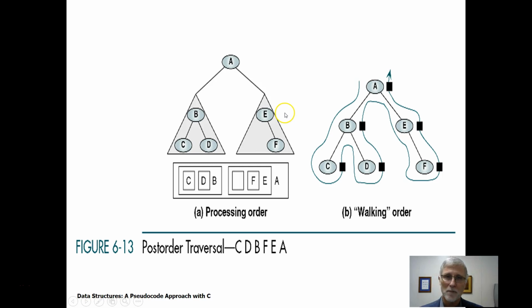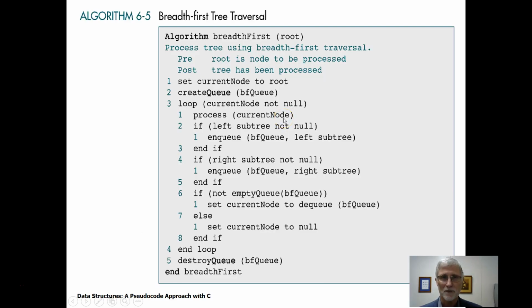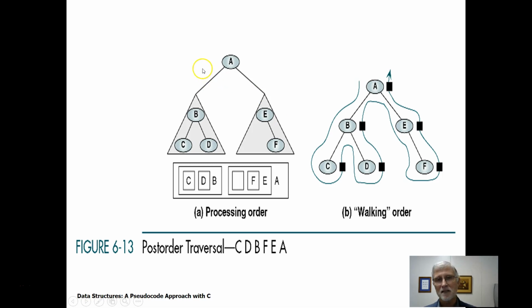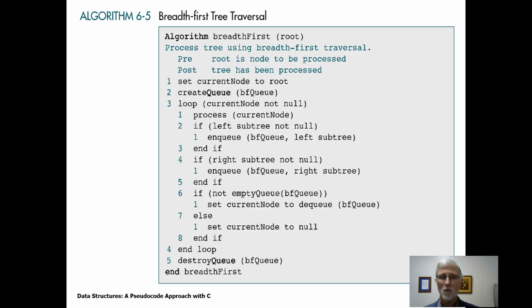Well, the other method would be to do a breadth first search. That means I want to process A, then I want to process B, then E, then go back around and process C, D, and F. So I'm going to process each level in sequence. I'm going to cross the breadth of the tree versus going how deep it is.